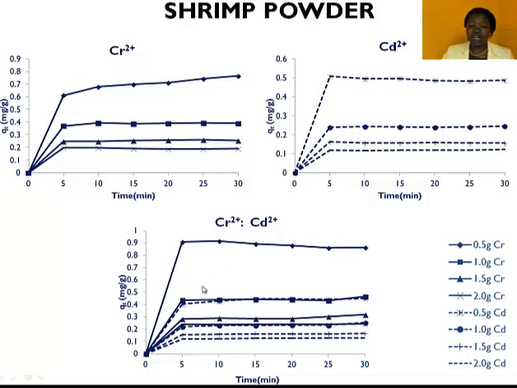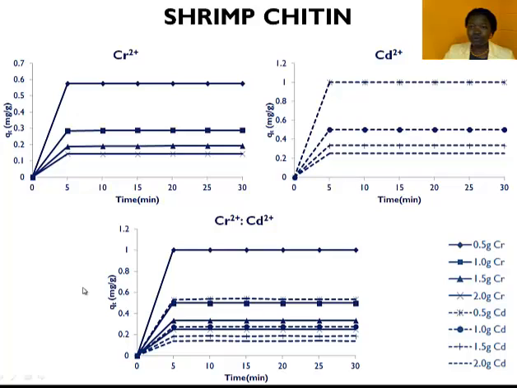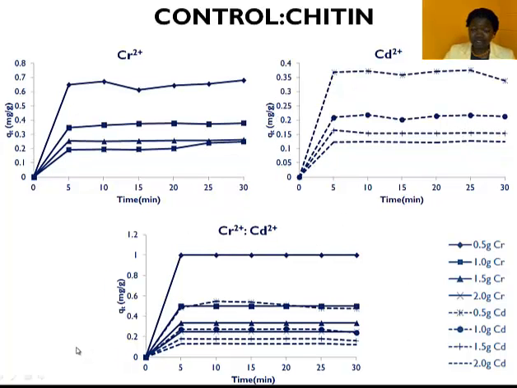However, this adsorption capacity changes, whereby in the binary system, the removal for chromium increases to up to 0.9 milligrams per gram, whereas that of cadmium reduces to close to 0.4 milligrams per gram. Using shrimp chitin as our adsorbent, we observe an increase in the removal for chromium and a subsequent decrease in the removal for cadmium in our binary system test.